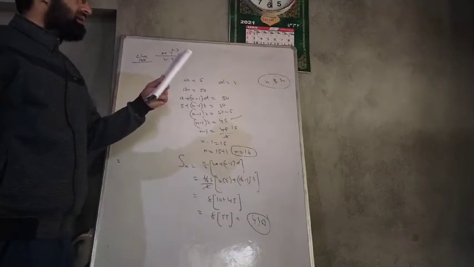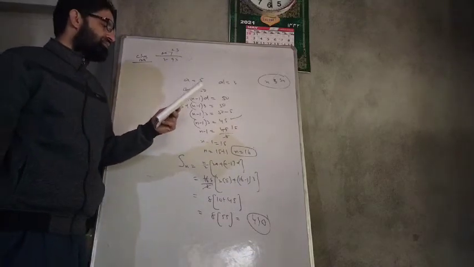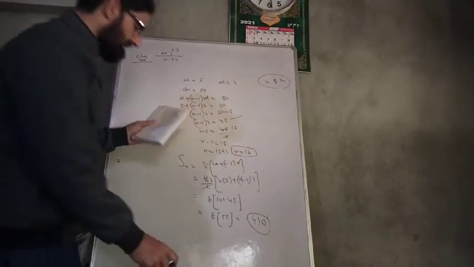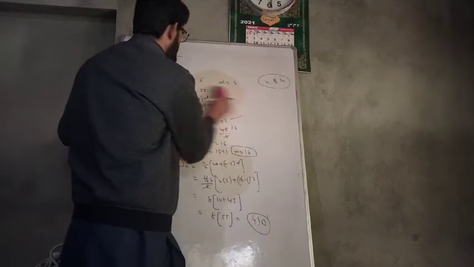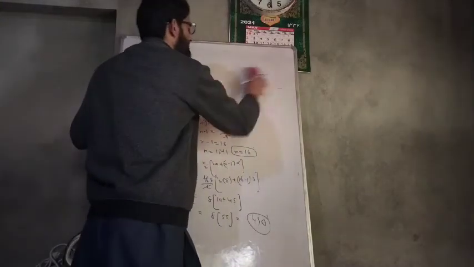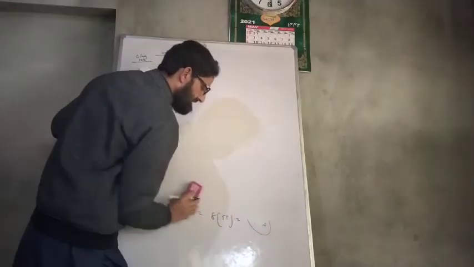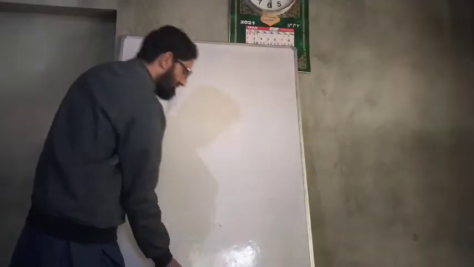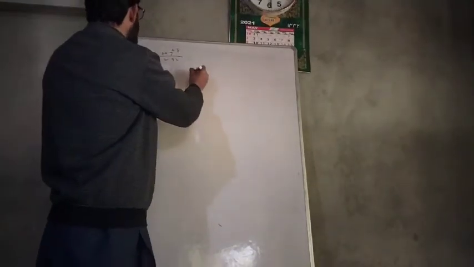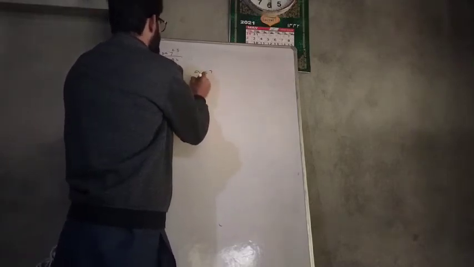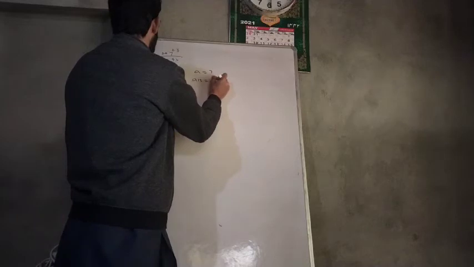There are 10 questions in this exercise. The second question is: a is equal to 7. Now you can proceed further in this exercise. Sn, you know how to calculate: it is n by 2 into 2a plus n minus 1 into d. Here a is equal to 7. This is part number 2, and a13 is equal to 35.